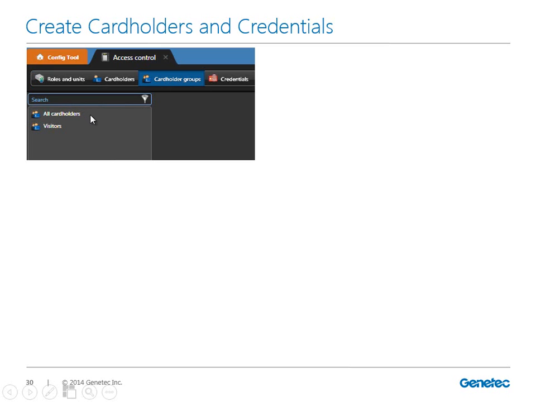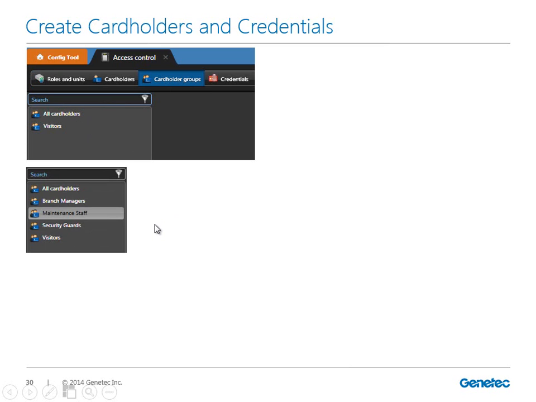Now there are two cardholder groups there by default, all cardholders and visitors. If this will be a very limited system, you may not need more than that. For the bank example, we're going to want to create groups for the guards, and ones for the branch managers who will have access to the office doors, and also one for the maintenance staff. Now remember that these are the people who are using credentials to access the doors and elevators, not the ones using the security desk, so we generally need groups for anyone who will be moving around the physical location.